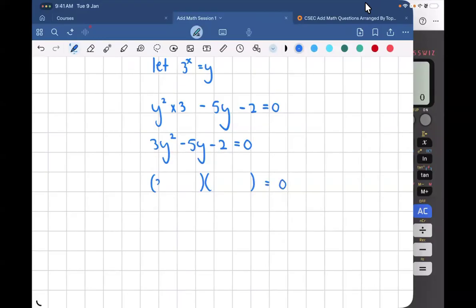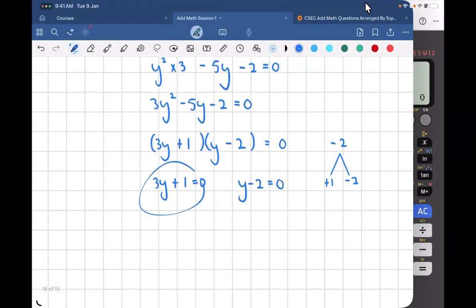I did 3y by y, right? And to get back minus 2, how could I multiply to get back minus 2? Positive 1 and minus 2. Where should I put the negative 2? By the y. Because if I place it over here, wouldn't the 3 multiply by the negative 2? Yes, sir. That would give us negative 6y, and then the 1 would multiply by the y, so that'll be negative 6y plus 1y, which will give us back the negative 5y. So now we have 3y plus 1 is equal to 0, and y minus 2 is equal to 0.